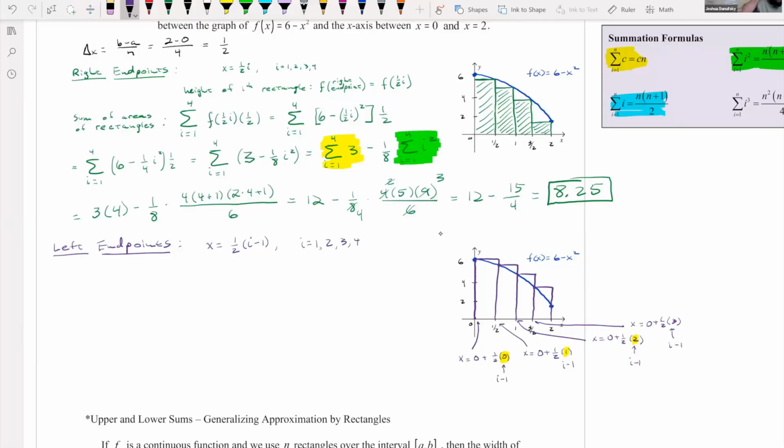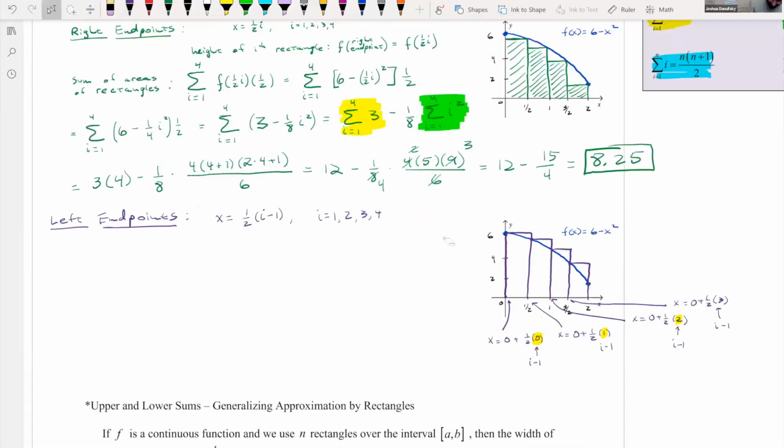And if you don't totally see that, that's okay. Pause the video and plug these in. Plug in 1 there. You're going to start at 0. Plug in 2 there, you're going to then have a half, and then plug in 3 and 4 and see what it does. It should give you each of these left endpoints that we've just written up here.